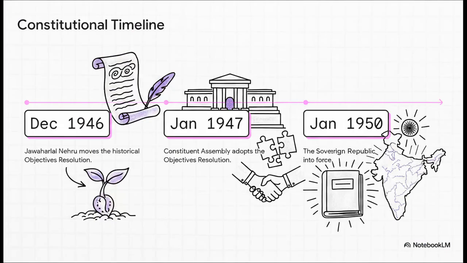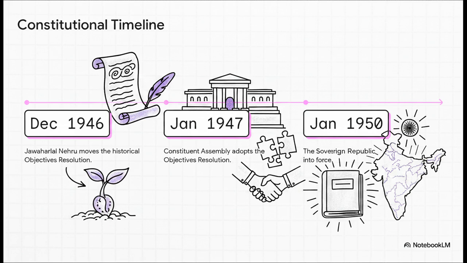So, to really understand this document, we have to travel back in time to a period of absolute revolution. This blueprint didn't just appear out of thin air one day. It actually grew from a very specific seed. Back on December 13th, 1946, Jawaharlal Nehru moved what was called the Historical Objectives Resolution. This was essentially a firm pledge, a real dedication to forming an independent sovereign republic.